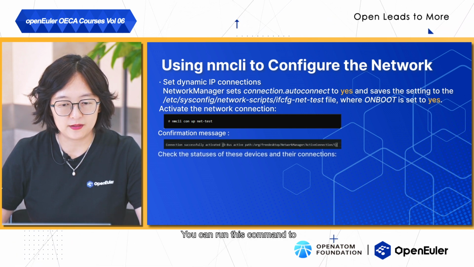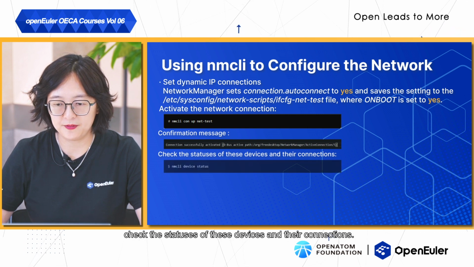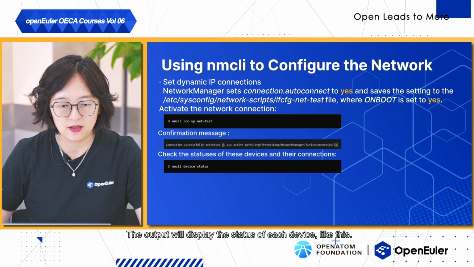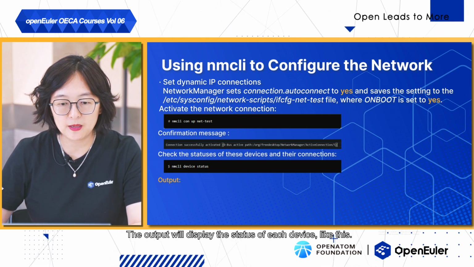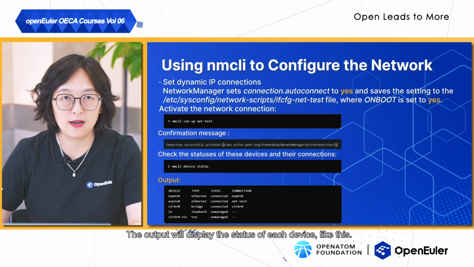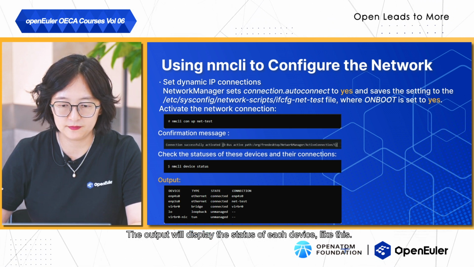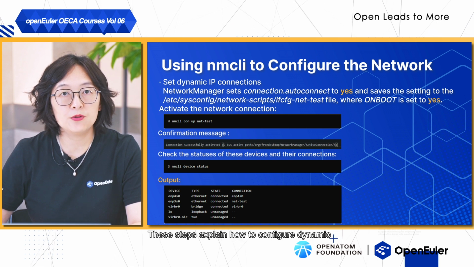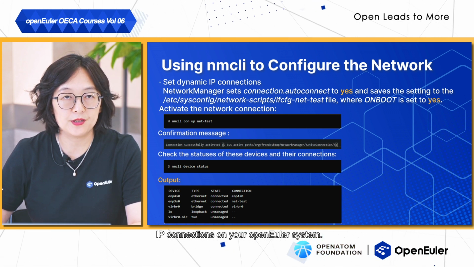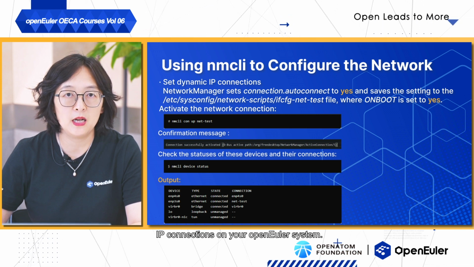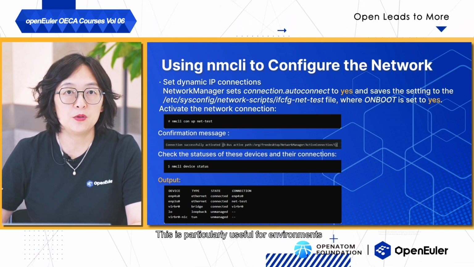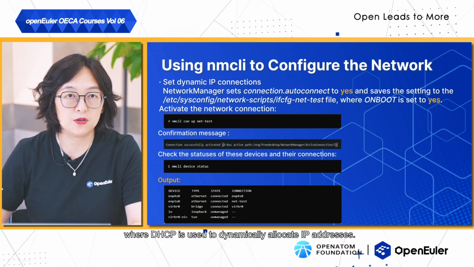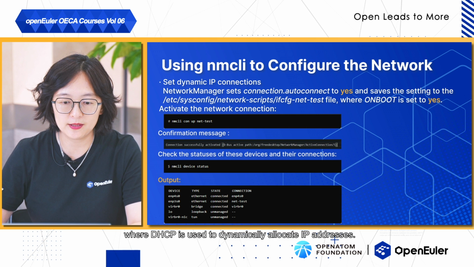You can run this command to check the statuses of these devices and their connections. Then the output will display the status of each device like this. These steps explain how to configure dynamic IP connections on your openEuler system. This is particularly useful for environments where DHCP is used to dynamically allocate IP addresses.